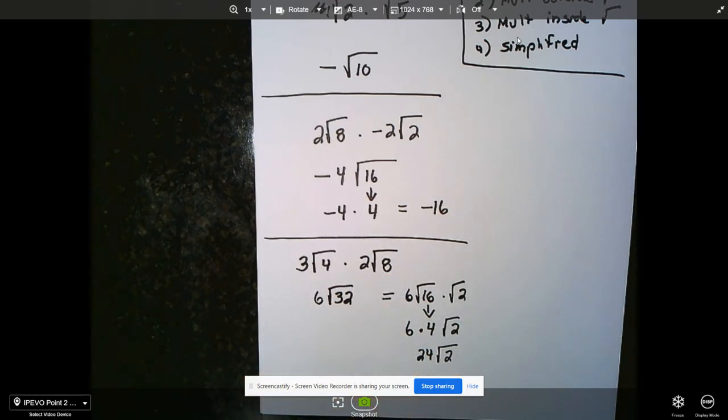Why don't you try some of the work below and see if you understand how to do this? If not, please ask us.